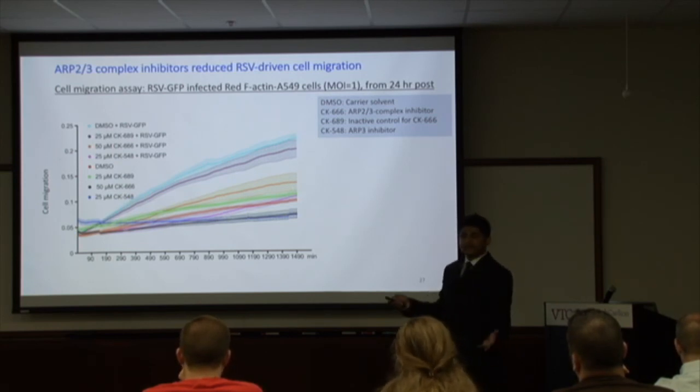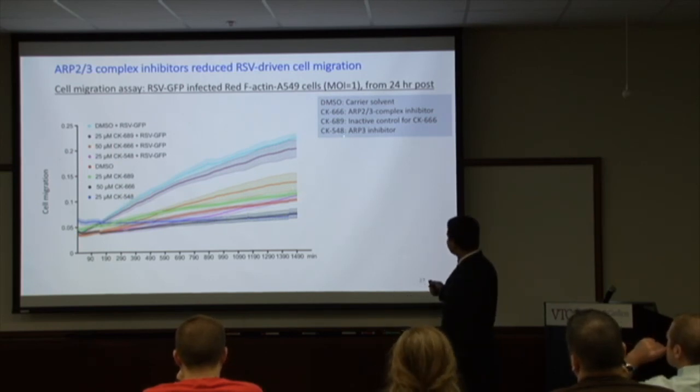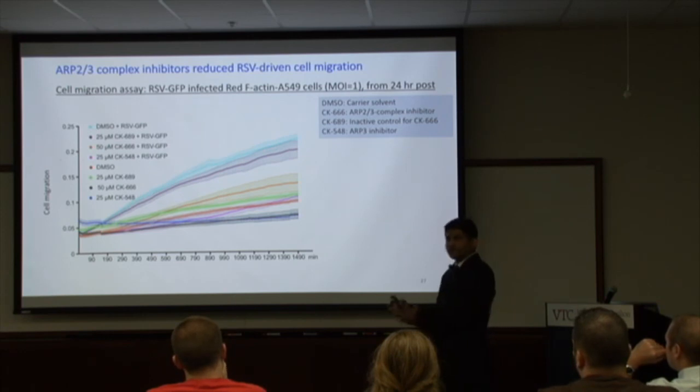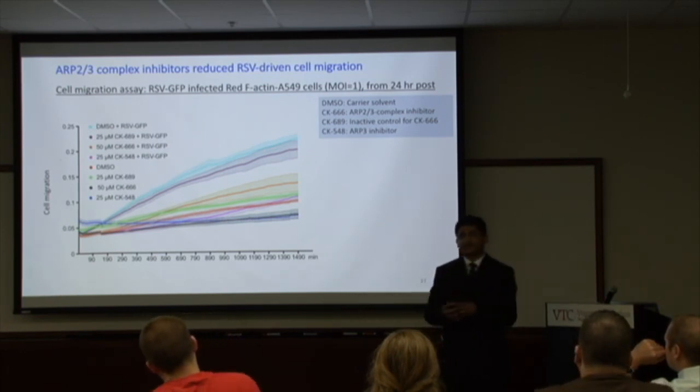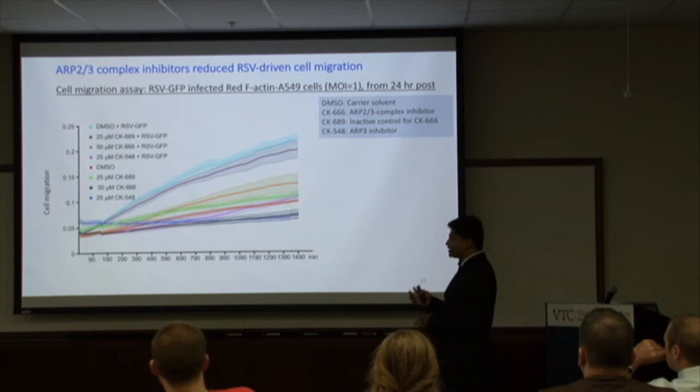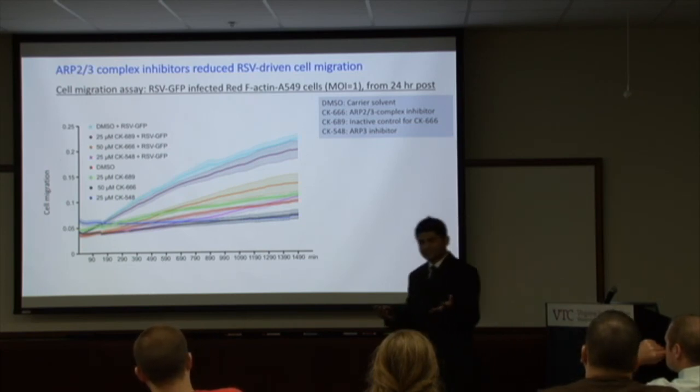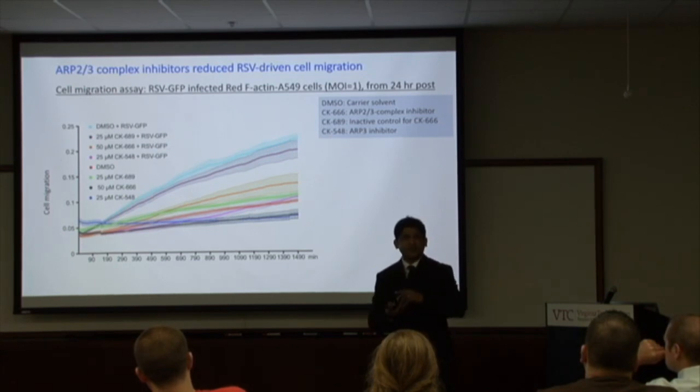We also used another inhibitor that also targets the ARP2/3 complex, basically targeting the ARP3 protein, and we see a higher reduction here. And without virus infection, both CK666 and 548 reduced migration. So it's confirming that we can use a migration assay to identify inhibitors that can be used as a therapeutic target. But the problem is CK666 has not been used in animal studies. We do not know the bioavailability or PK/PD values.